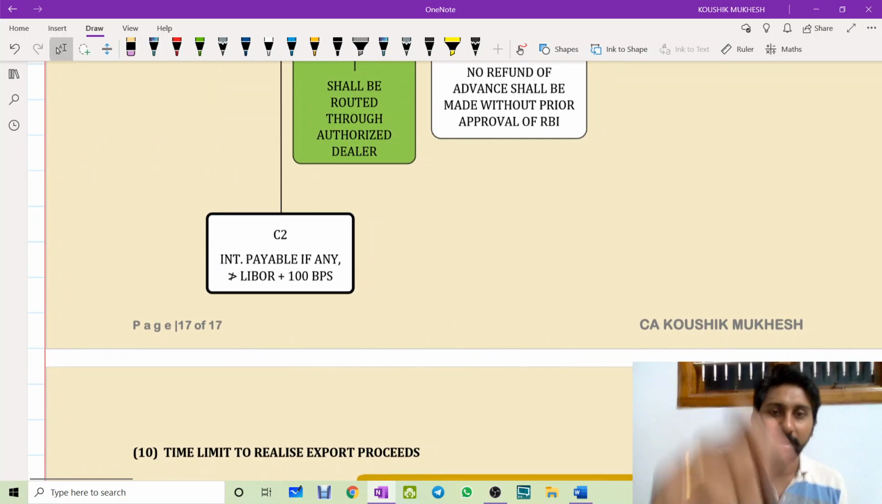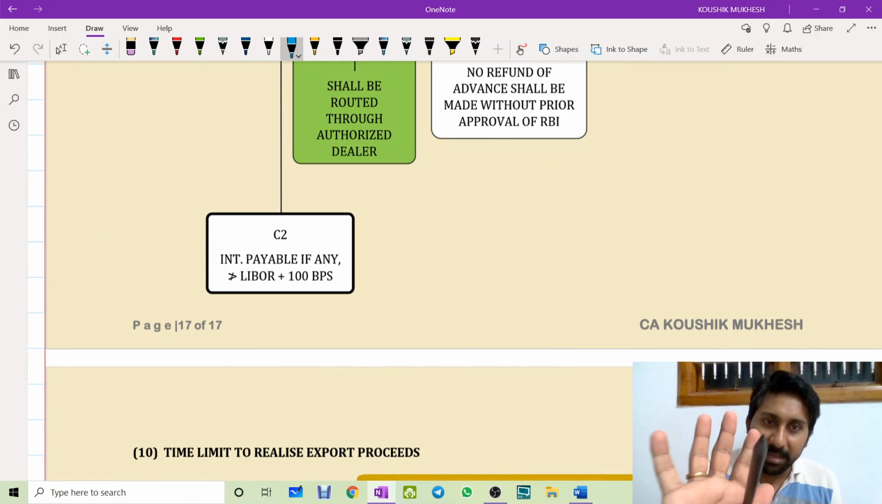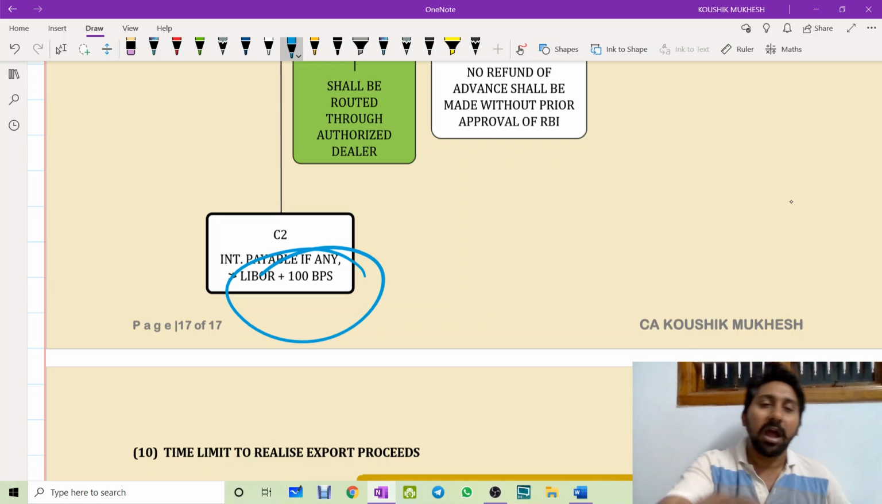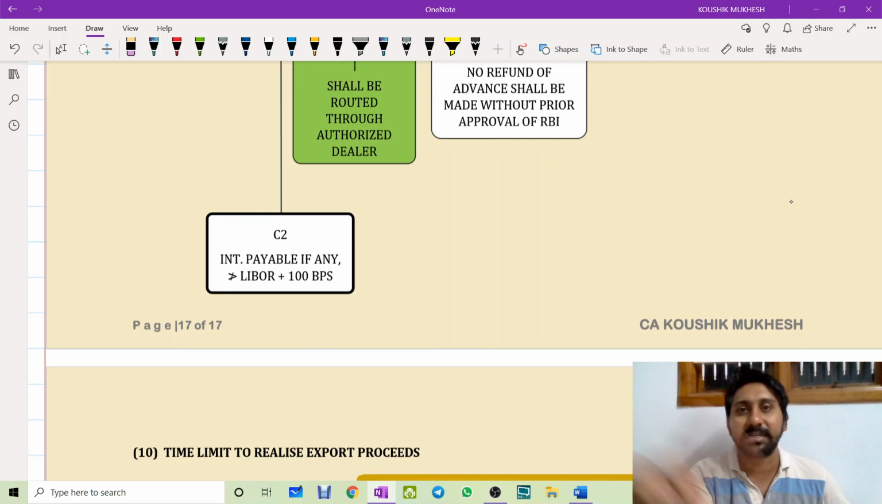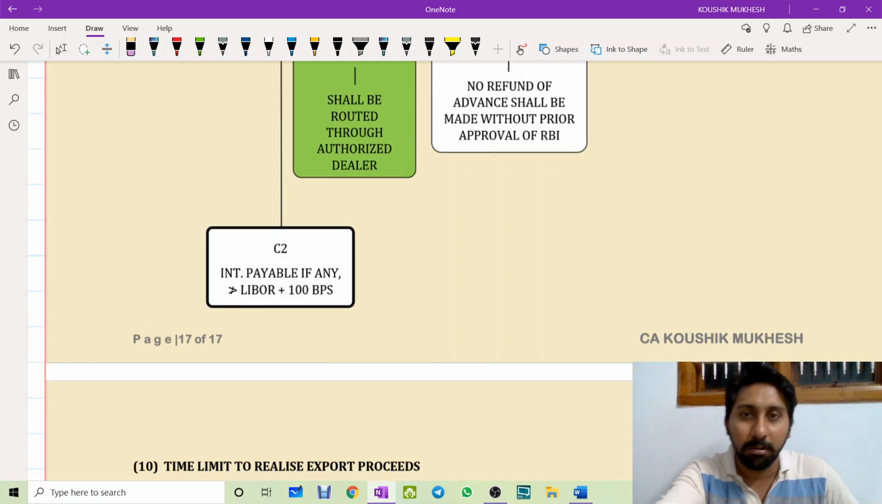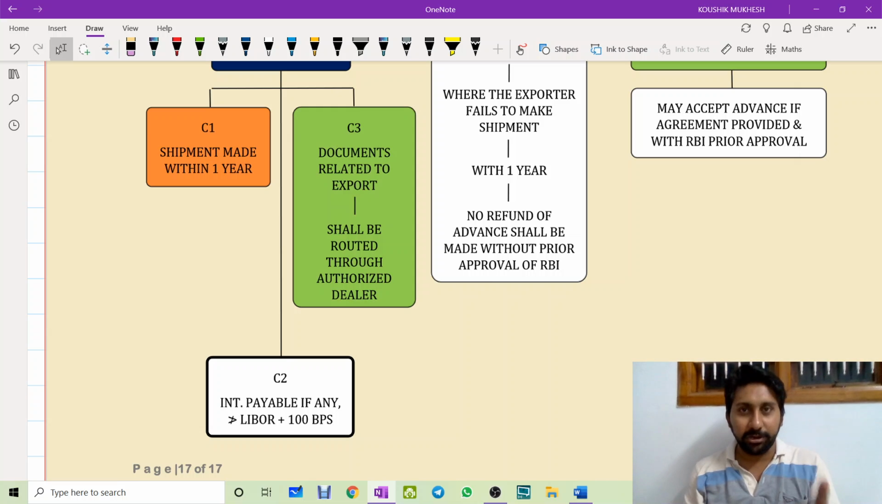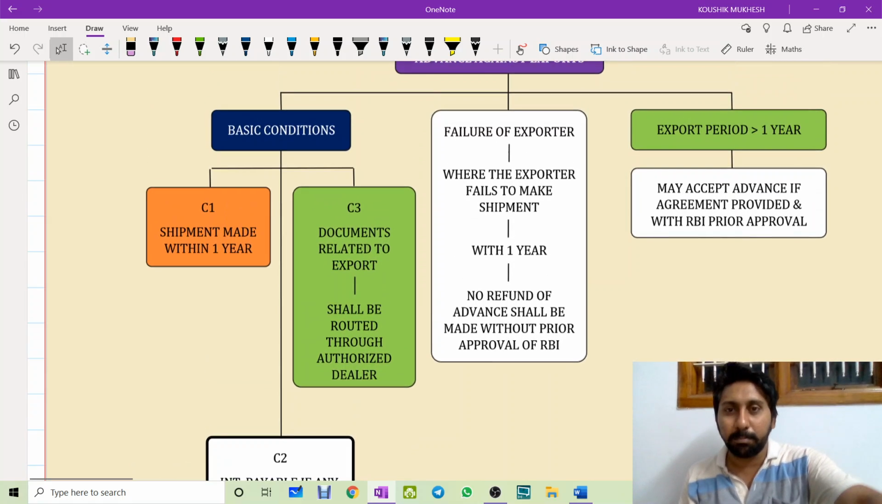Therefore, interest can be paid, may be payable, it's not shall, may be payable, but that interest should not go beyond LIBOR plus 100 basis points. About LIBOR and how it is derived, we will see in the concept called external commercial borrowings. So, three basic conditions. What are the three? Within 1 year it should be completed, routed through an authorized person, and interest on the advance should not go beyond LIBOR plus 100 basis points.